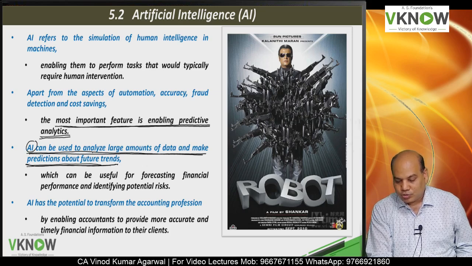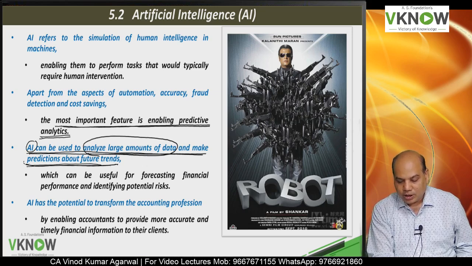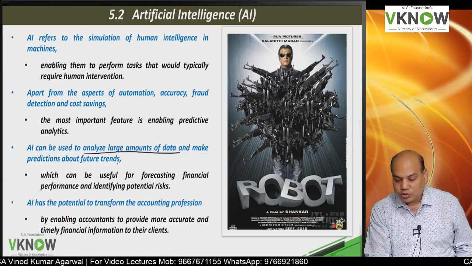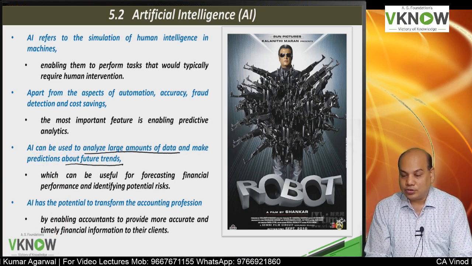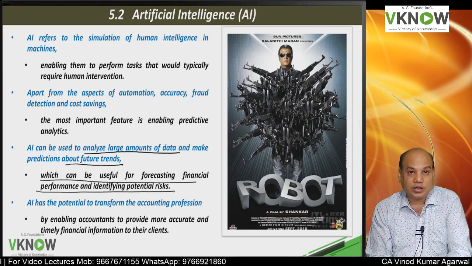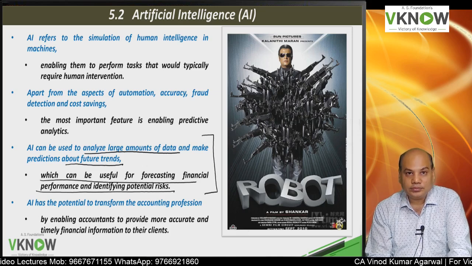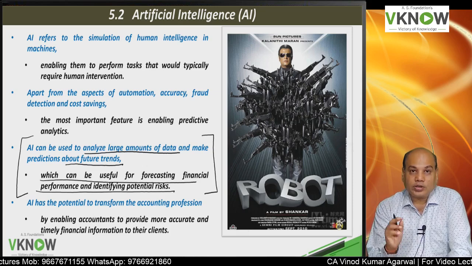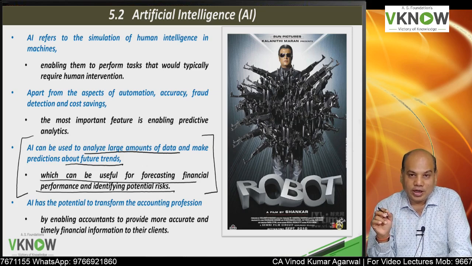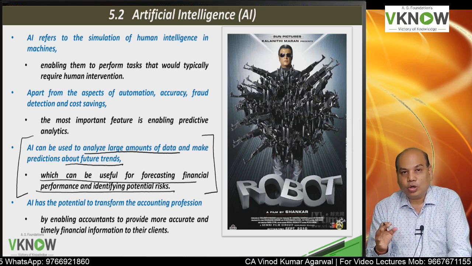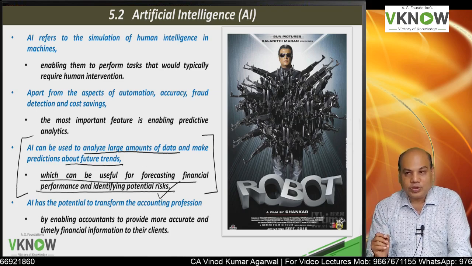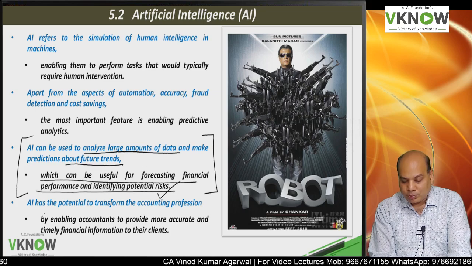AI can be used to analyze large amounts of data and make predictions about future trends. Very, very important, because they are able to process so much data, they are able to understand the trend also, which is very useful for financial forecasting and identifying potential risk. Corporates are using AI to check whether their products would be in demand in future or not, whether their competitor would remain in the game or not, whether the competitor's product will be in demand or not. With the help of AI, you can even identify the trend, and accordingly you can understand the risk to your business.